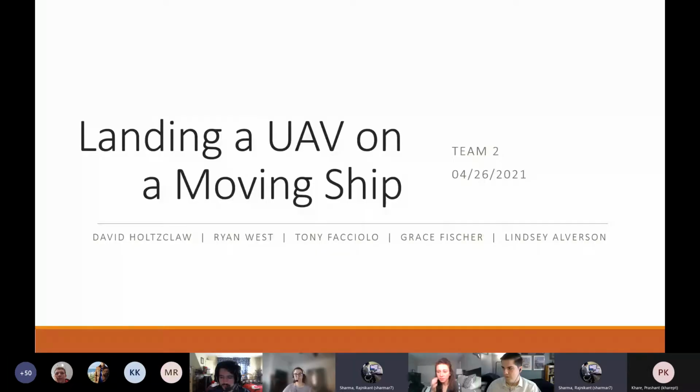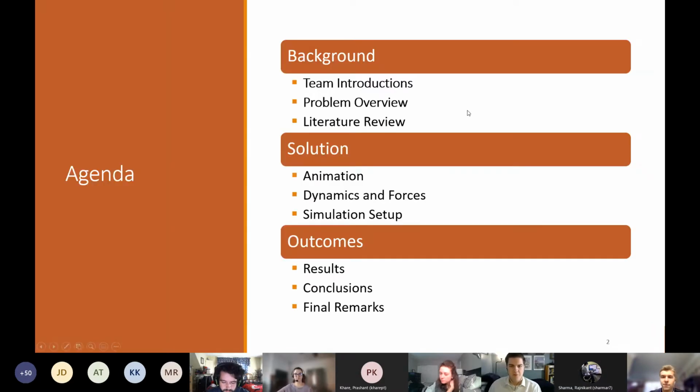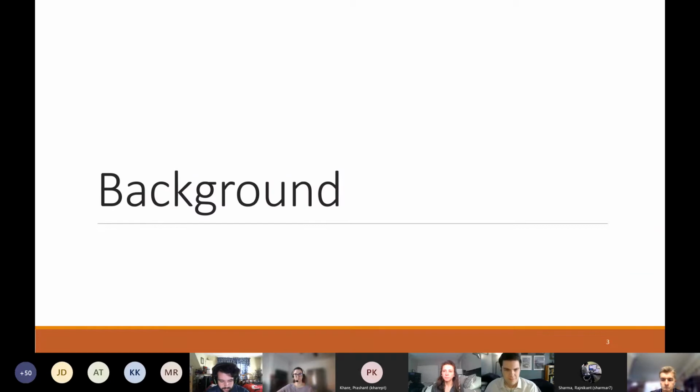share your screen. Can everyone see that? Yep, so your time starts now. Great. Good morning, everyone. We are Team 2, and we also did modeling and simulation of landing a UAV on a moving ship. We have a lot of stuff to cover in a lot of detail, so I do ask that you hold all questions until the end. To kick things off, we're going to start with team introductions.